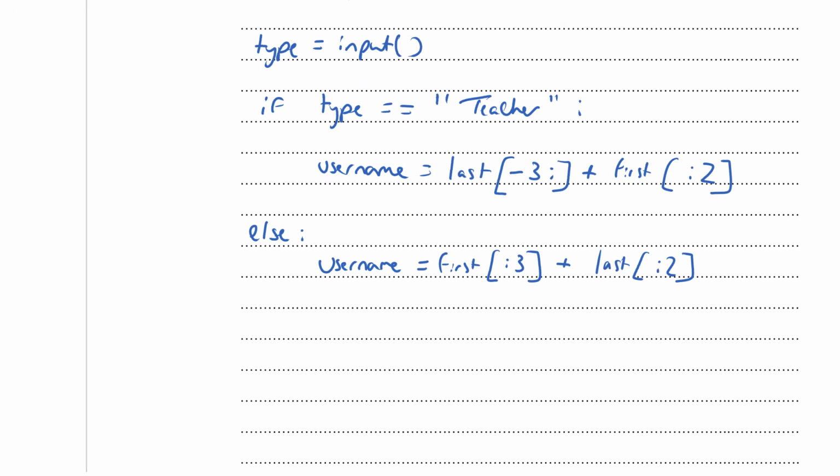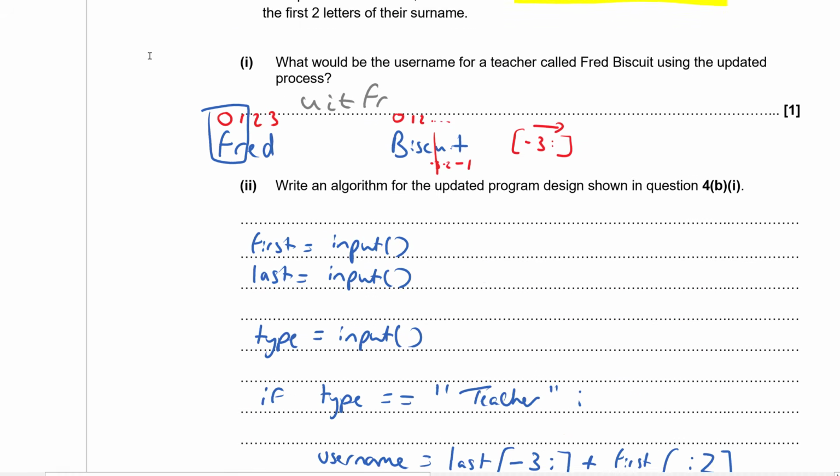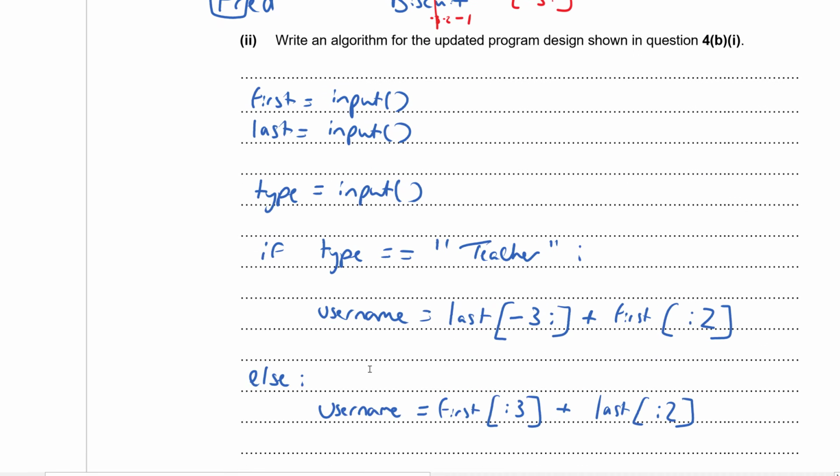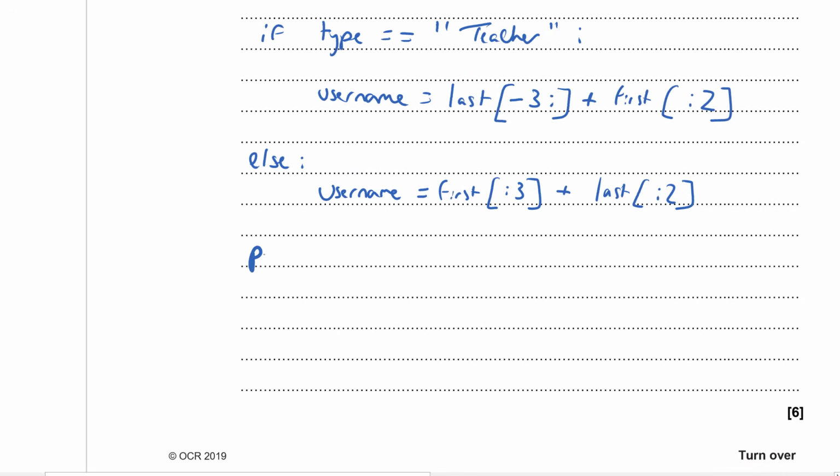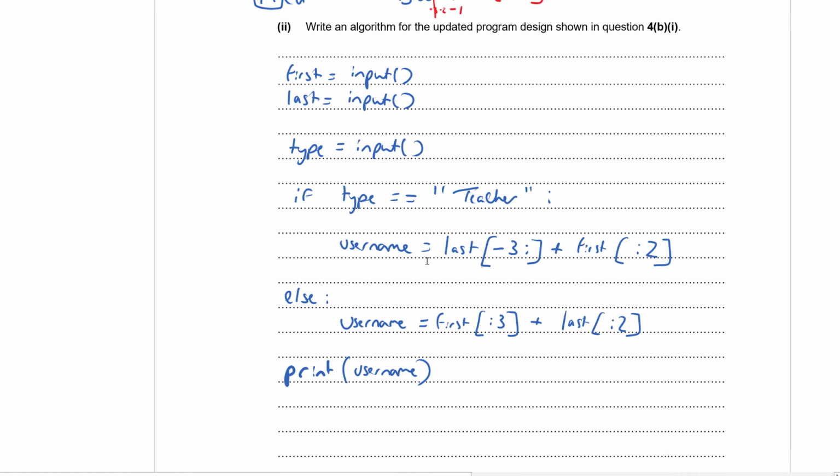Now, final thing to do is output this final username, which I could have done inside if and inside else, but it's not super efficient. I might as well do it right at the end and just print username. Now, as I've said a couple of times, if you made that a little bit more relaxed, if you did it more in just structured English, that would be sufficient for this question, but this is a very safe way to get full marks.